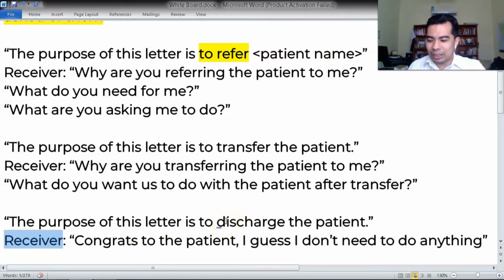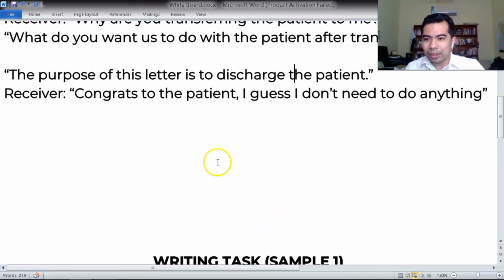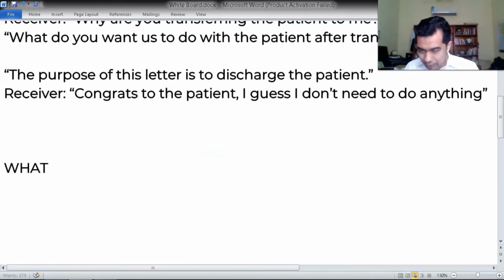The receiver has 0 involvement in the action of discharging the patient. I mean, that's your hospital. That's you as the writer. You're the one who will discharge the patient, not the receiver. So now that brings up the question, what is a proper purpose then?